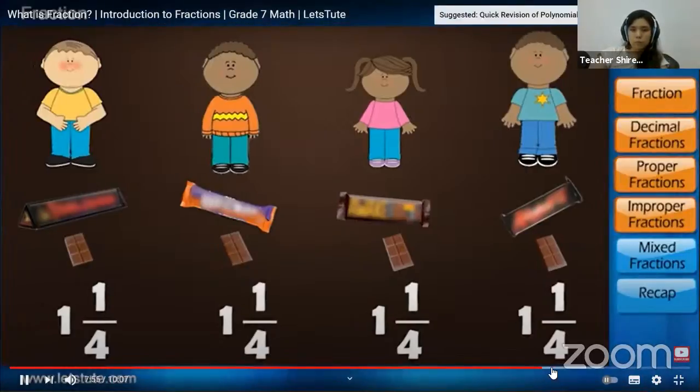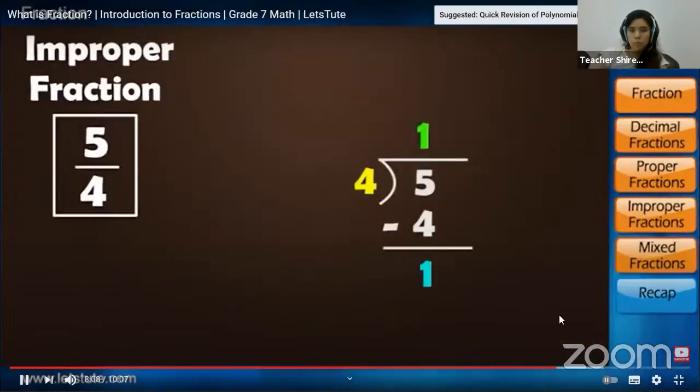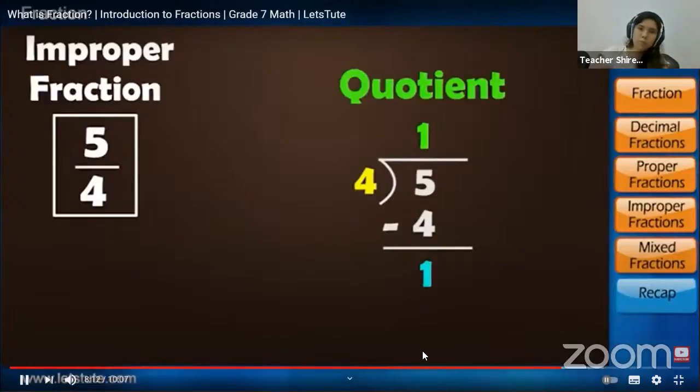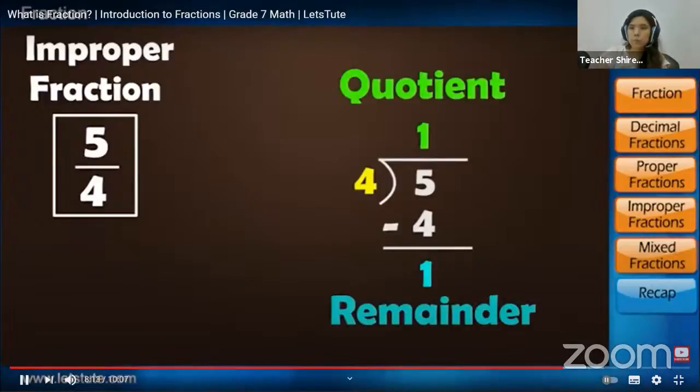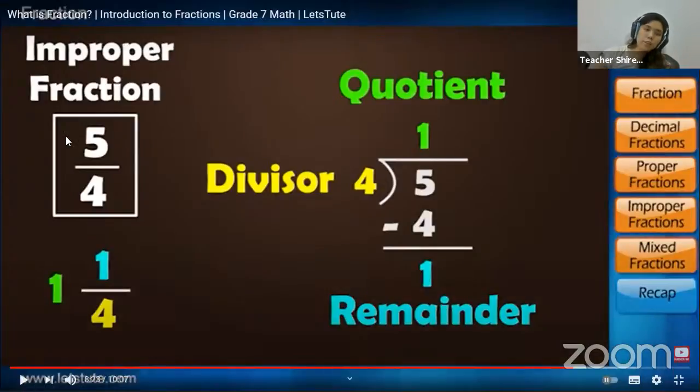All these fractions are known as... Let's see how we can do that. A mixed fraction is written as quotient, remainder divided by divisor. So here it will be 1 by 4, right? Okay, so this is what we're going to focus on: the improper fraction will turn into a mixed number.